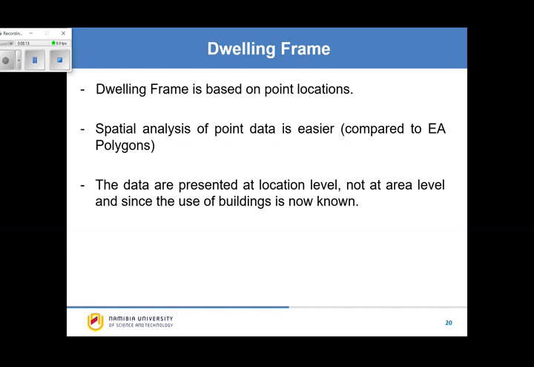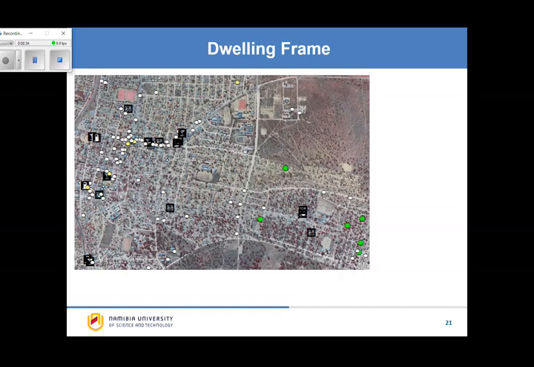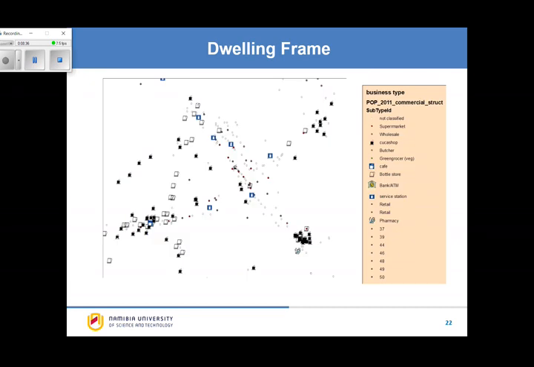So, important guidelines: they are based on point locations, the dwelling frame. The spatial analysis of the point data is easier when you use point locations in comparison to polygons. And the data is presented at location level, not at area level. This is how it looks.